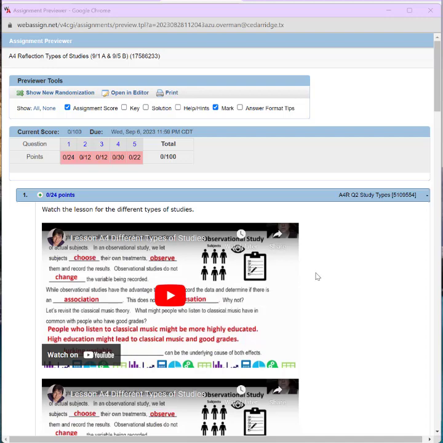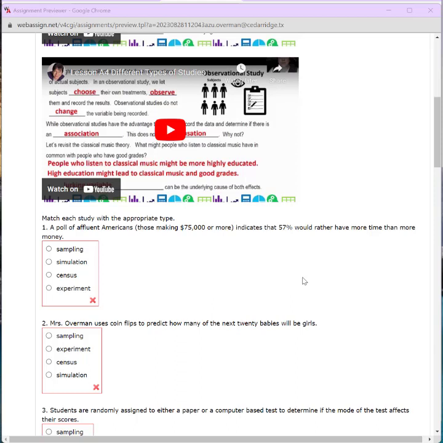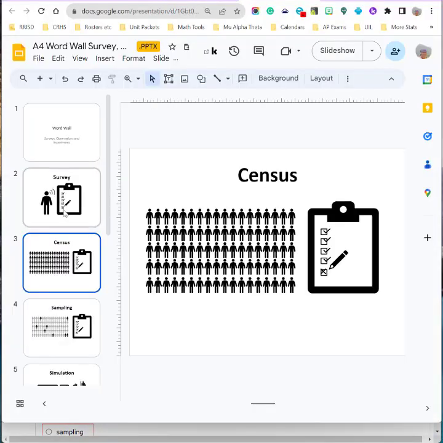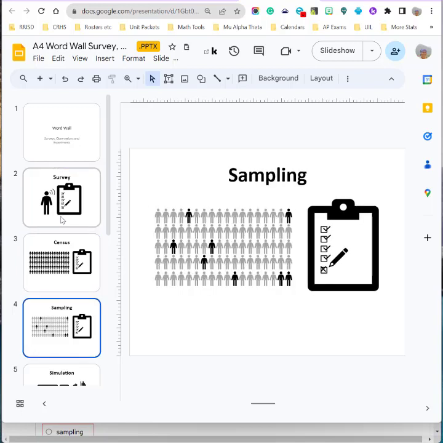All right, we're going to do a walkthrough of the A4 reflection. Match each study with the appropriate type. So I'm doing question 1. A poll of affluent Americans, those making $75,000 or more, indicates that 57% would rather have more time than more money. So this looks like a survey or a sampling, where we're getting a portion of the people, we record the values, and then we do a statistic.